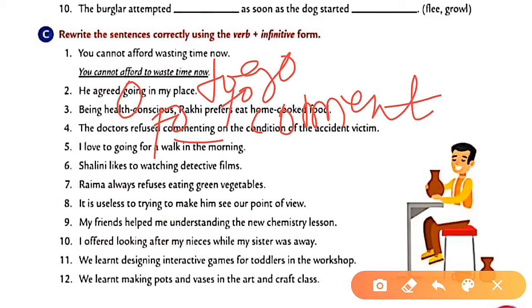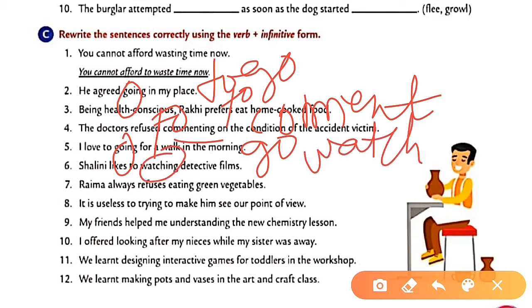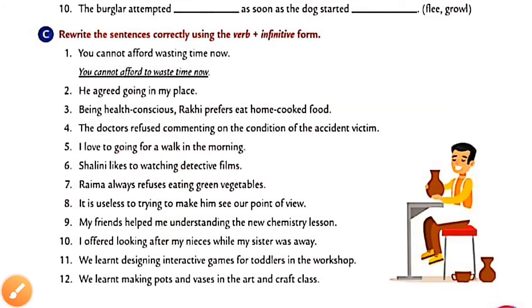Number 5. I love to going for a walk in the morning. I love to go, not going. I love to go for a walk in the morning. Next, number 6. Shalini likes to watching detective films. Shalini likes to watch, not watching, to watch detective films. Watch. Next, number 7. Raima always refuses eating green vegetables. Answer. Your answer is, Raima always refuses to eat green vegetables.